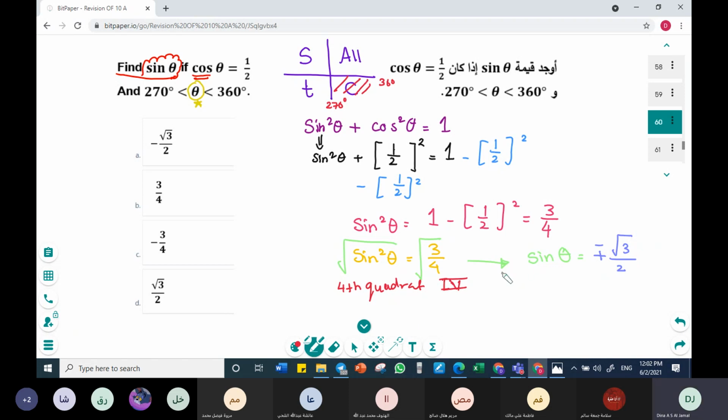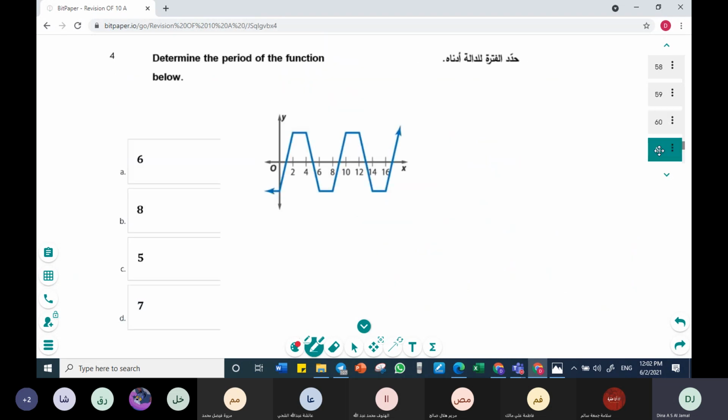So let's have a look now. What will happen for the sign in the fourth quadrant? Minus, negative. So sine theta is negative square root of 3/2. So everything is given for you for a reason. He gave you this for a reason, so don't ignore it. Okay, ladies?